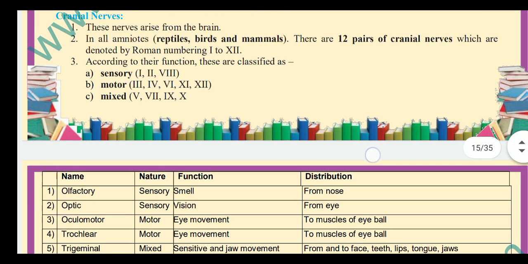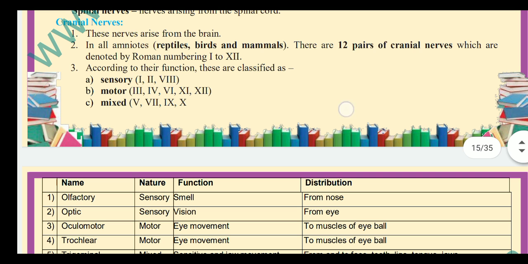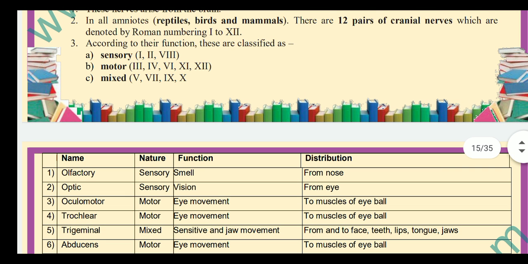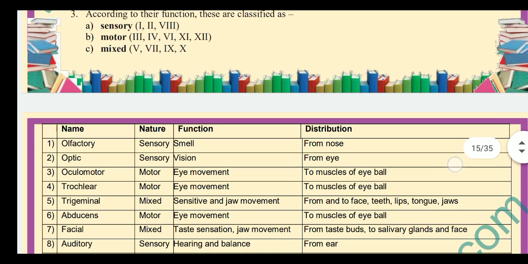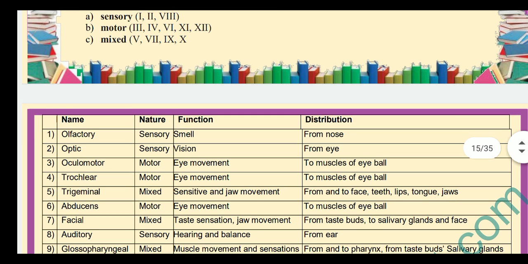Cranial nerves arise directly from the brain, that's why they are cranial, and those which arise directly from the spine are termed spinal nerves. In all amniotes, that is reptiles, birds and mammals, there are 12 pairs of cranial nerves, denoted by the Roman numerals 1 to 12. According to their function, these are classified as sensory, motor and mixed.